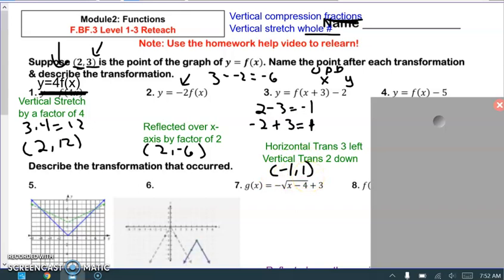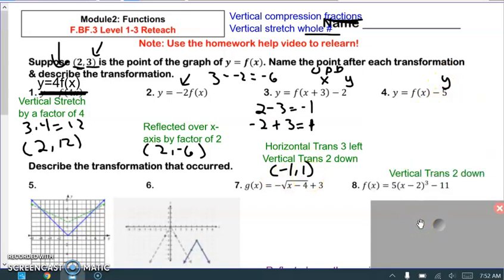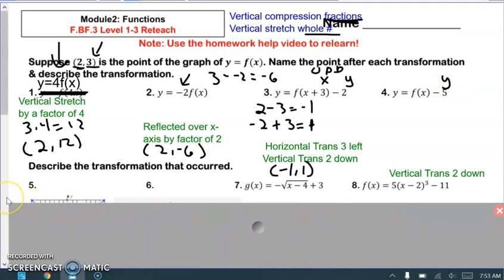Now this one's pretty easy. It's just the y value. So in this y value, that means we're vertically translating down. We do the same thing: we leave the x value alone, and all we have to do is take 3 minus 5, which equals negative 2. So we'll get (2, -2).